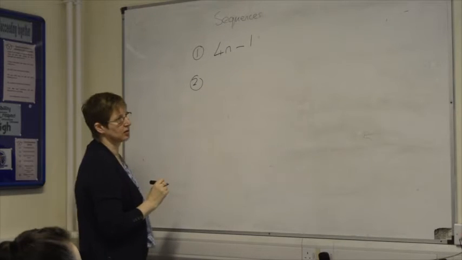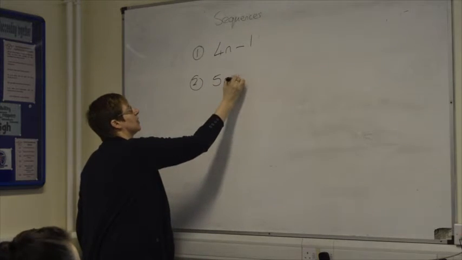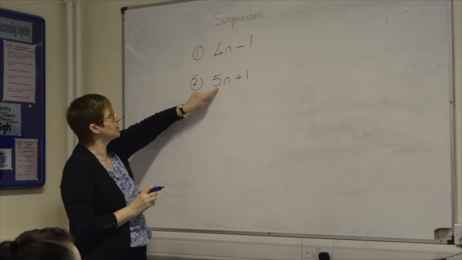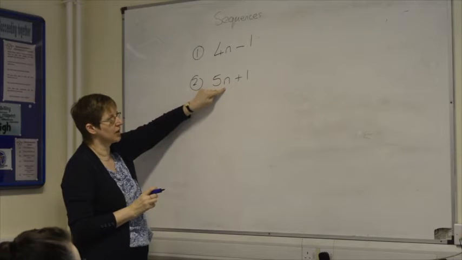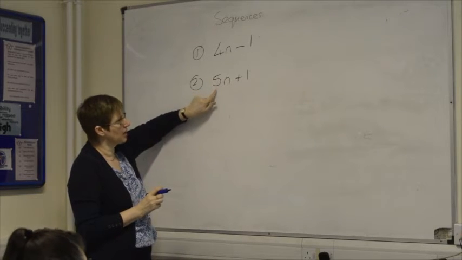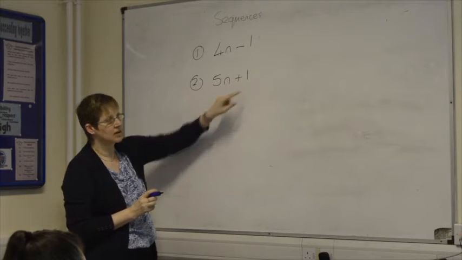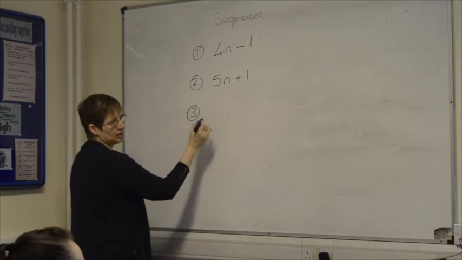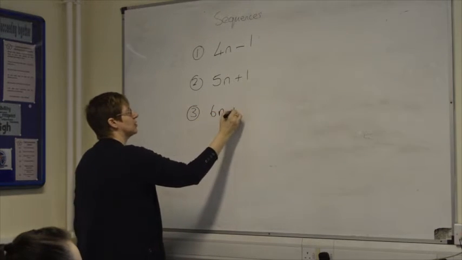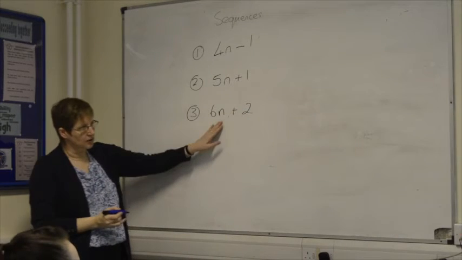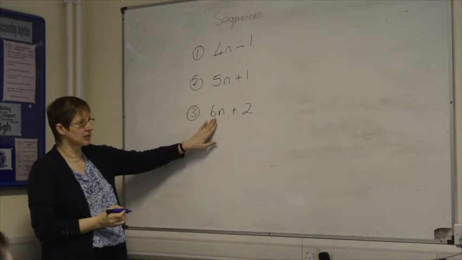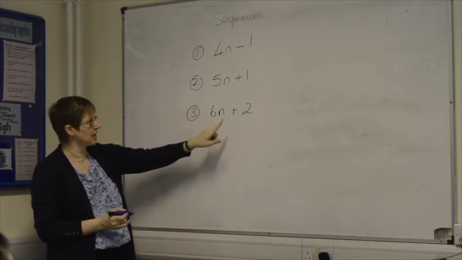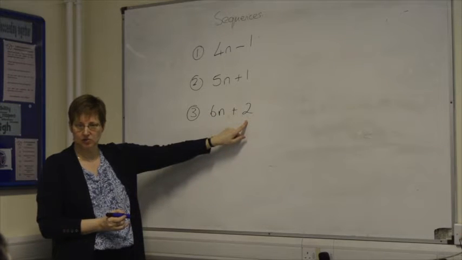5n plus 1. Very good, 5n plus 1. Everyone happy with that? The difference between those is 5, so I know it's based on the 5 times table, so I can write 5n. But my 5 times table starts at 5, this starts at 1 more than that, so I need to add 1. Can you do number 3 for me, please? 6n plus 2. Excellent, 6n plus 2. The difference is 6, so I know it's based on the 6 times table, so I can write 6n, but my 6 times table starts at 6, this starts at 8, so I know I need to add 2.